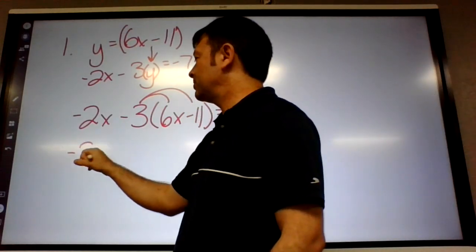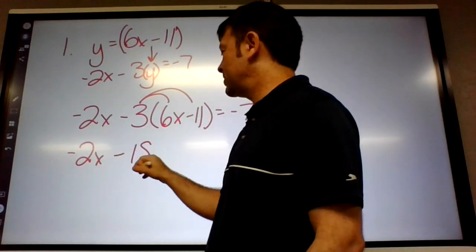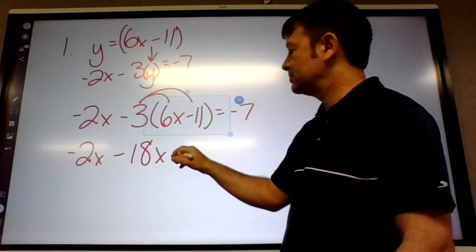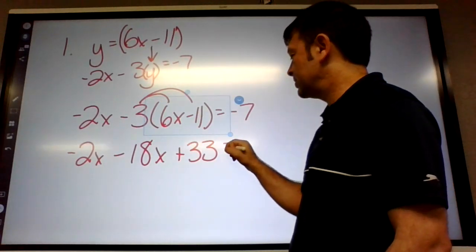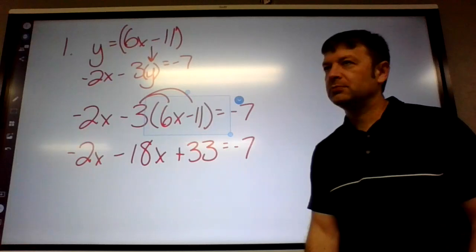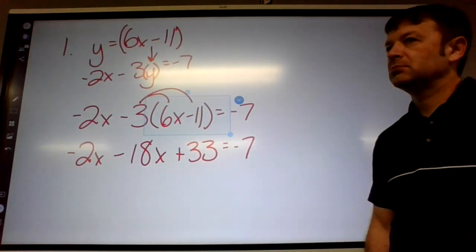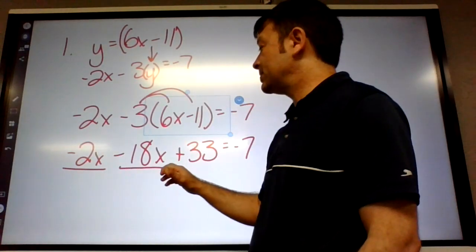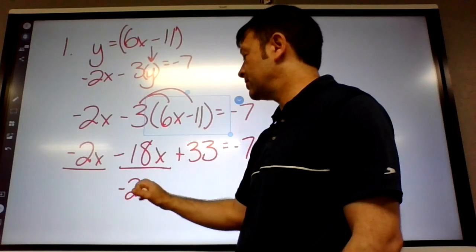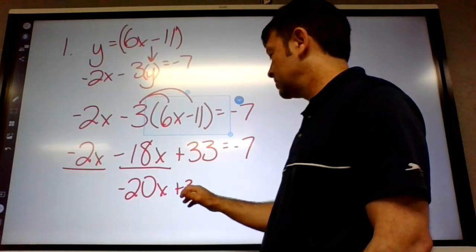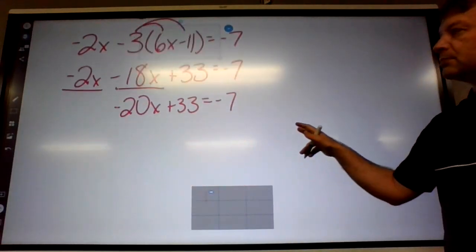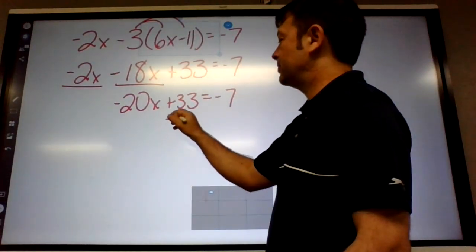Distributive property. So negative 18x, negative 3 times negative 11 is plus 33. And then we can add the x's. Negative 2x minus 18x can go together. Now what? And then you subtract 33. Now it's kind of a normal problem.